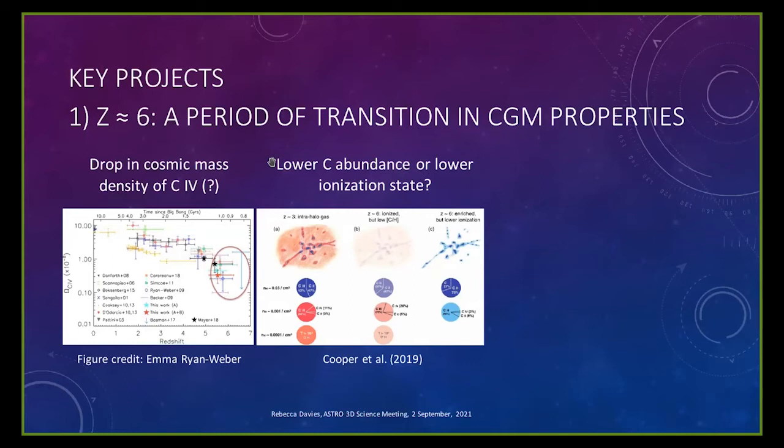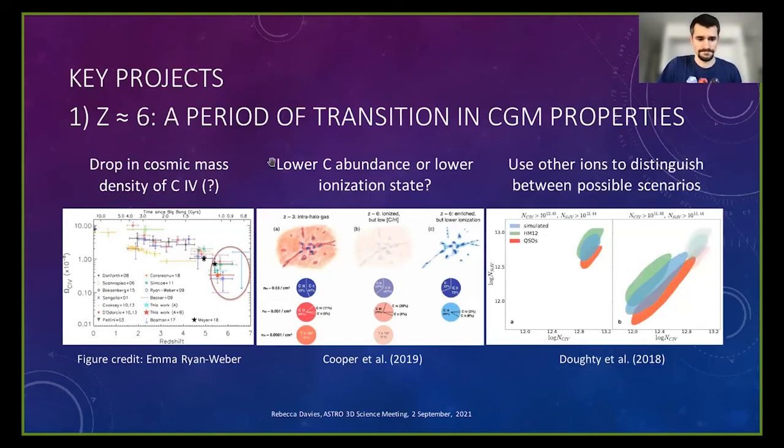The drop could also reflect a change in the ionization state of the CGM. If the UV background is softer at higher redshifts, then a significant fraction of the carbon may be present as carbon-3 rather than carbon-4, and unfortunately, we can't observe carbon-3. So this is really difficult to measure.